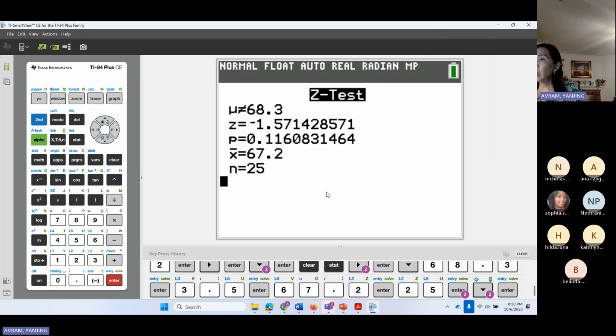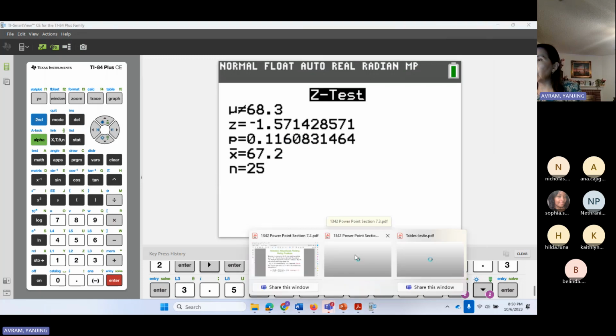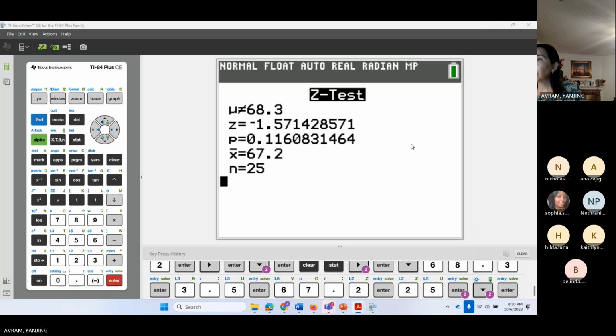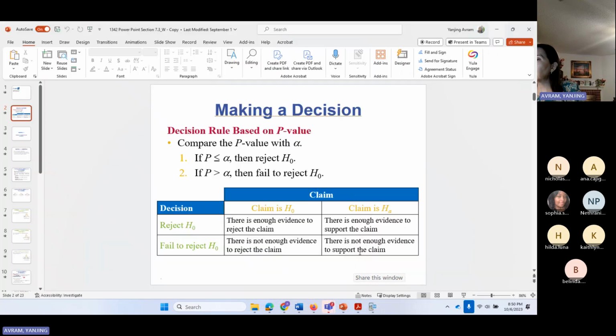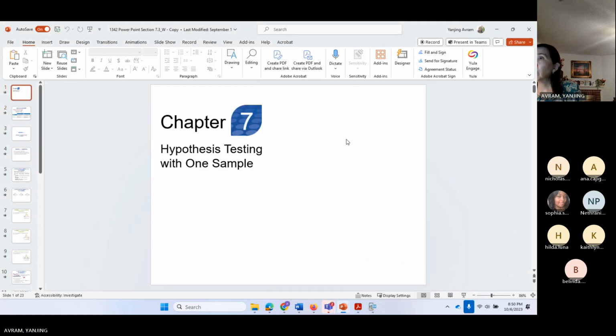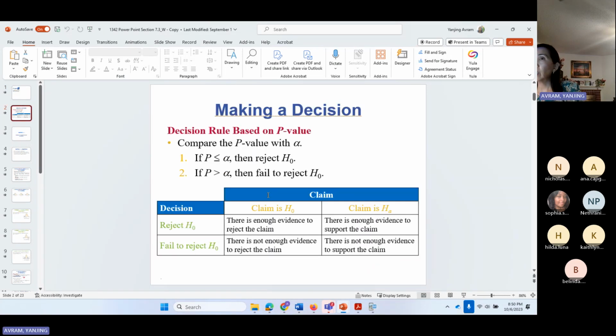Okay, we're gonna go ahead and finish the last section for this chapter. So only one more section left. All right, let me go ahead and copy it. Oh, I did have a copy here, okay.